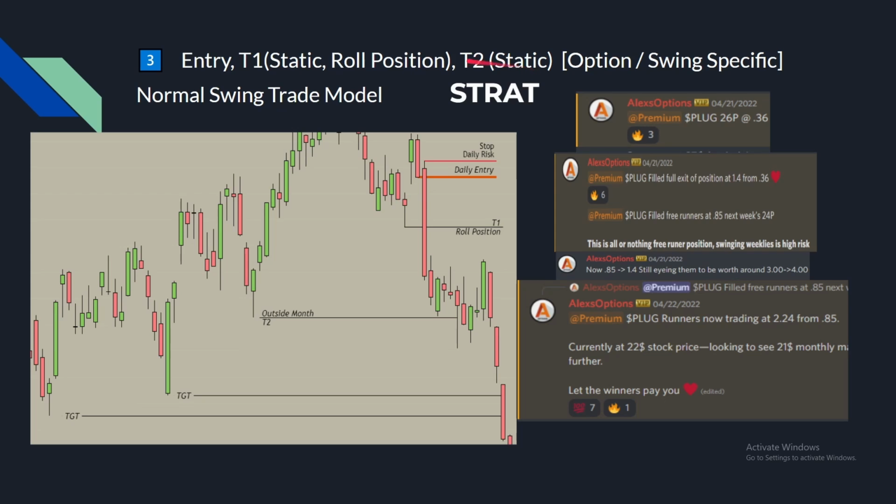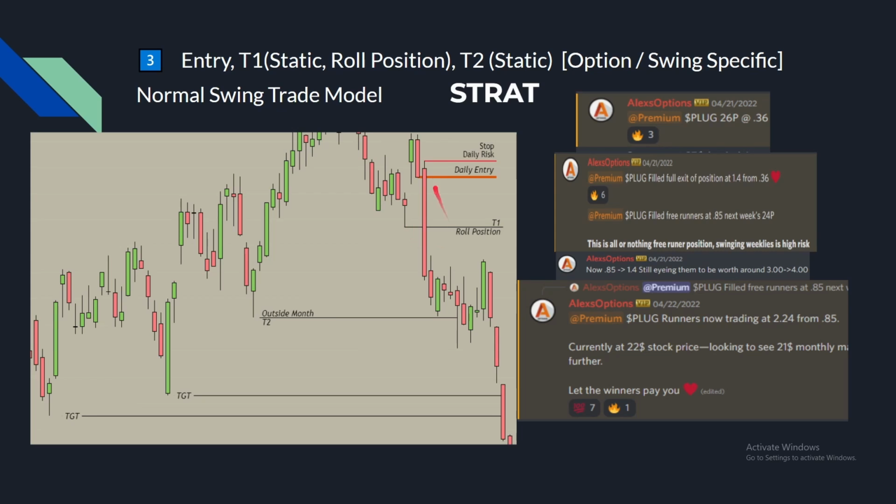But then with that, we're going to roll a position and we're just going to target number 2. And you can see there's no actual stop loss rules here because there is no stop. And that's the beauty in rolling into further positions and letting winners run for you. And in this example, you can see 26 put on Plug at 0.36. That was at this daily entry short. And where's our first target? Well, we had the previous highs up here and we had the previous lows down here, creating that broadening formation. Hopefully you can see that pretty clearly.